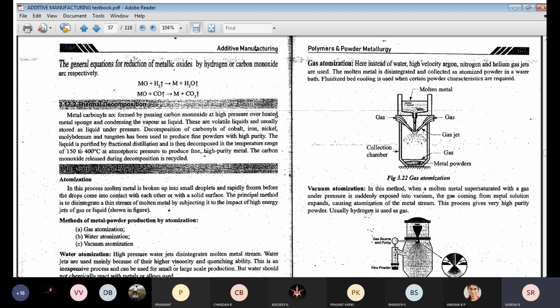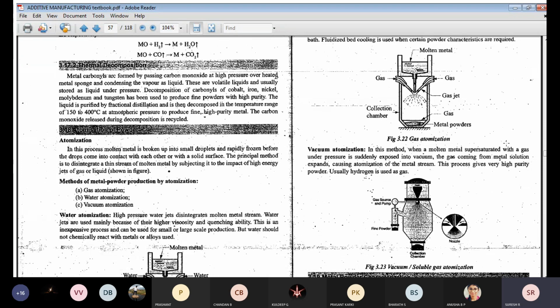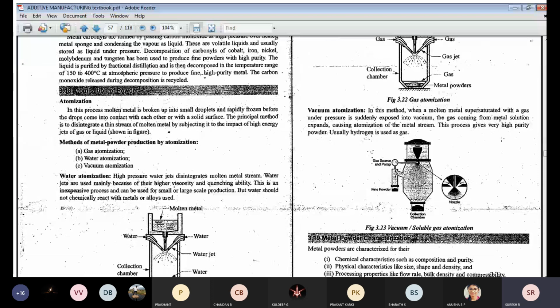The third one is the vacuum atomization process. In this case, the molten metal is supersaturated with gas under pressure, and it is suddenly exposed to the vacuum. Once it is suddenly exposed to the vacuum, what happens? The gas coming out of the metal solution expands over there and causes the atomization of the metal powders. So we get fine powders through the gas nozzle. This process gives very high purity powders. Usually hydrogen is used as the gas inside the vacuum chambers.